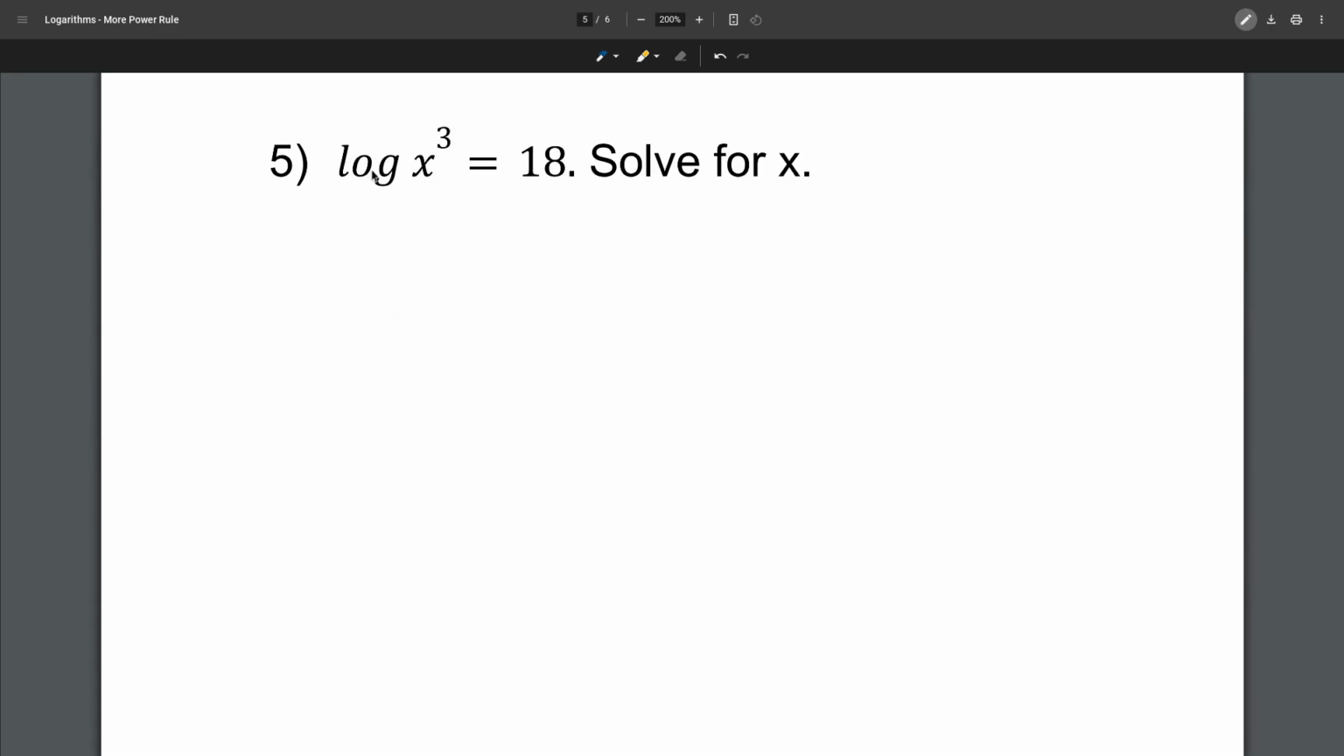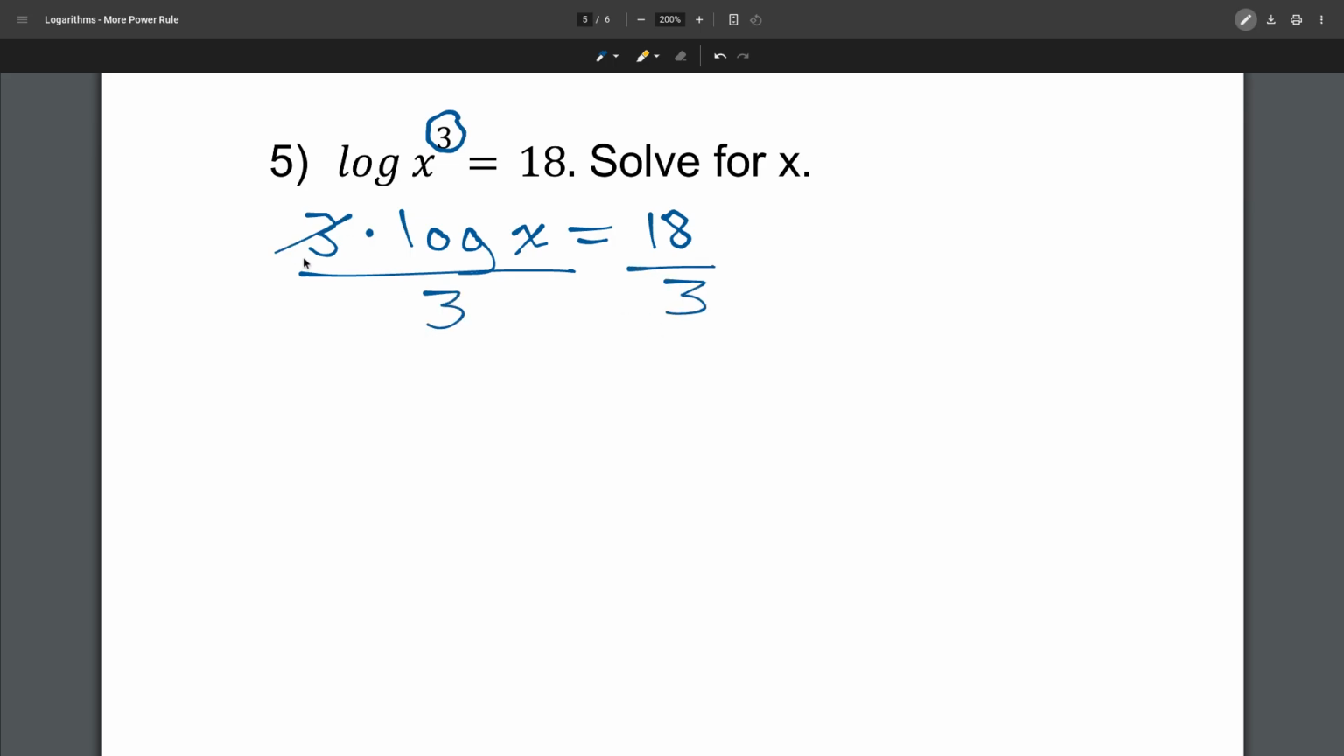Problem 5, we have log of x cubed equals 18. We want to solve for x. So we're going to take the exponent here, 3. We're going to multiply by the log of x and set that equal to 18. We're going to divide both sides by 3. And we'll get the log of x equals 6.